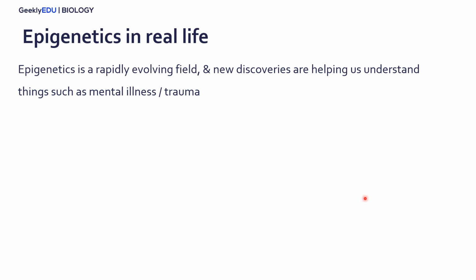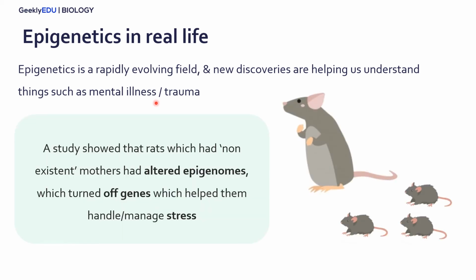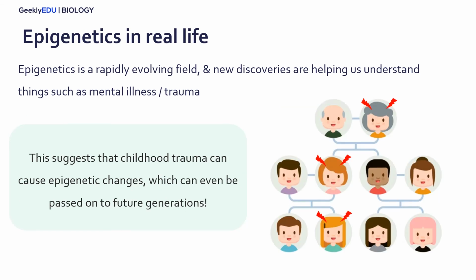And epigenetics is a really new and exciting field, and we're making lots of new discoveries, especially with things such as cancer and mental illness. One of the recent examples of this was a study that showed that rats that had basically non-existent mothers, or mothers who didn't tend to them, had altered epigenomes. And so within these baby rats that were not nourished by their mothers, the genes that helped them manage stress were actually turned off. And so this shows that potentially childhood trauma can cause epigenetic changes in our bodies.